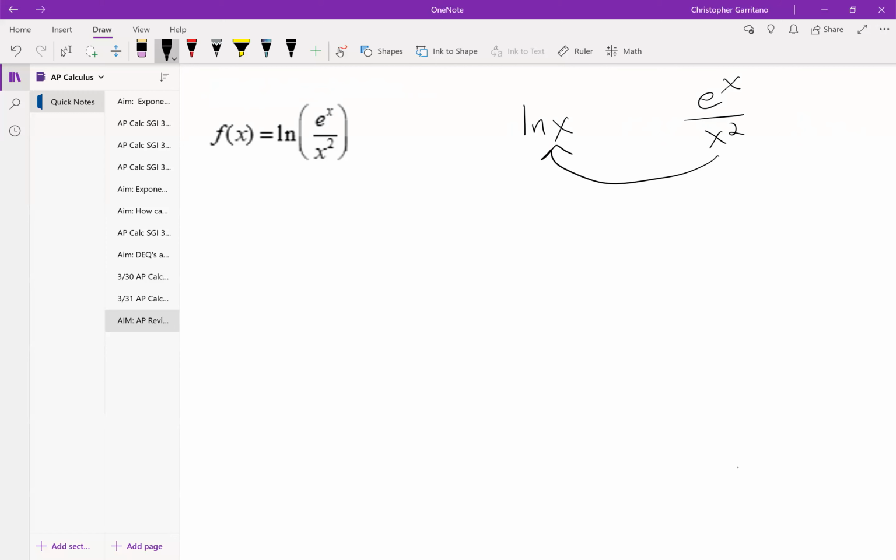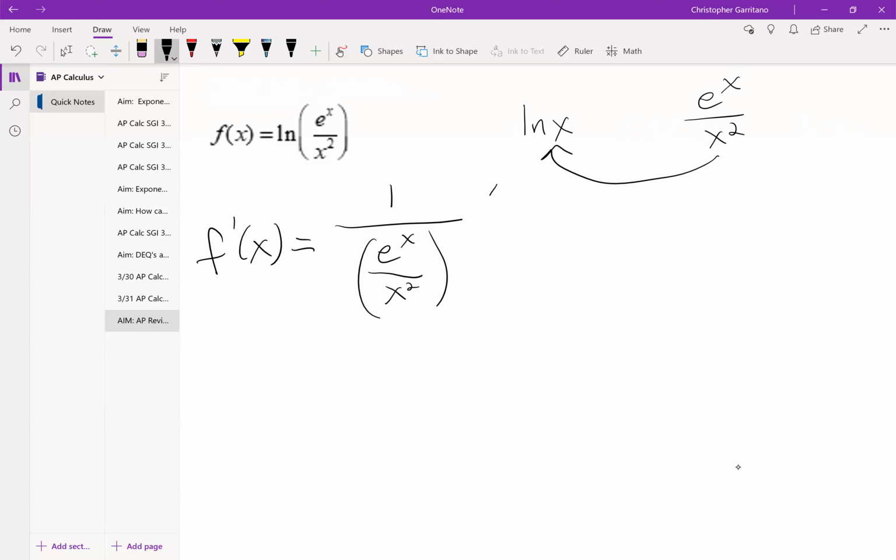So let's start. f prime of x is equal to, well, again, the derivative of that outer function is just 1 over x, and in this case, x is the inner function. So 1 over e to the x over x squared.